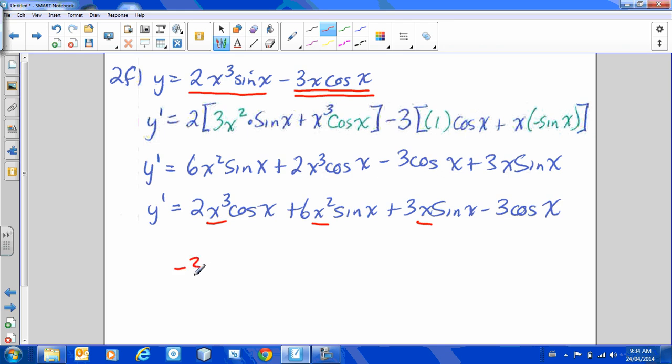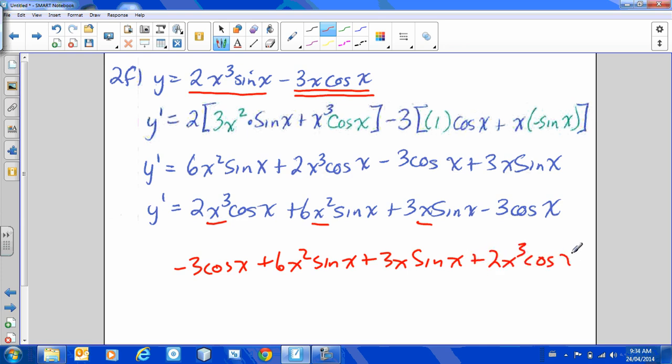so if you have something like minus 3 cos x, and let's say plus 6x squared sine x, let's put the plus 3x sine x next, and the plus 2x cubed on the end. Of course, this is exactly the same thing, and it is perfectly all right as well.